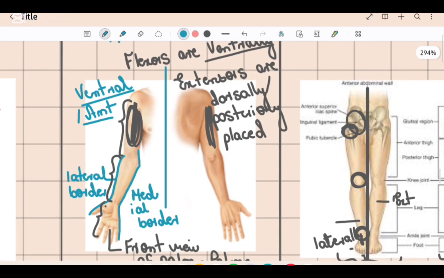Now in the upper limb we see the ventral view, the anterior view, that's called the front view of that thing, and when you're looking from the back, that's called the dorsal or the posterior view of the upper limb.